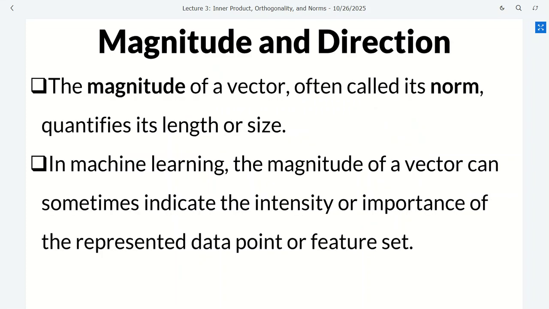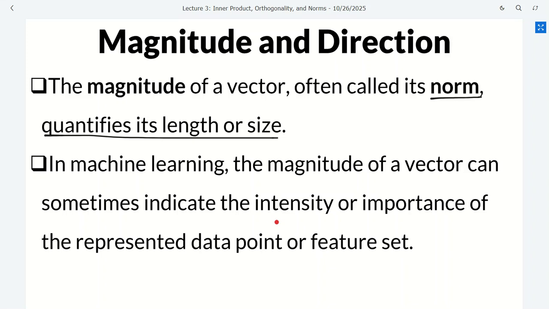Last time we spoke about magnitude and direction, and we said that what differentiates a vector from a scalar is that a vector has a magnitude and a direction. The magnitude, last time we spoke about, is also called the norm. It quantifies the length or the size of the vector. And in machine learning, the magnitude of a vector can sometimes indicate the intensity or the importance of the represented data point or the feature set.